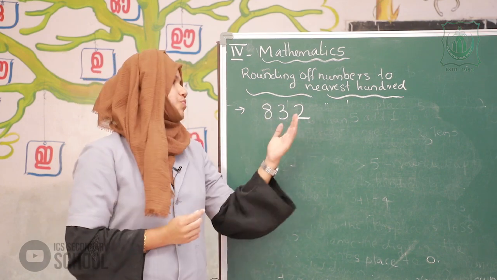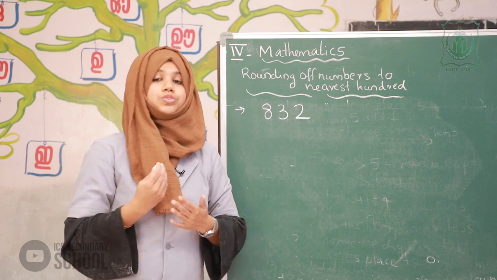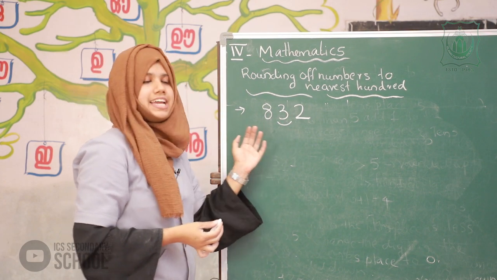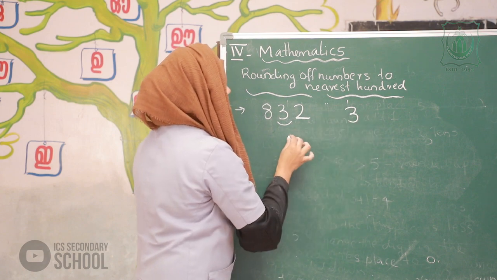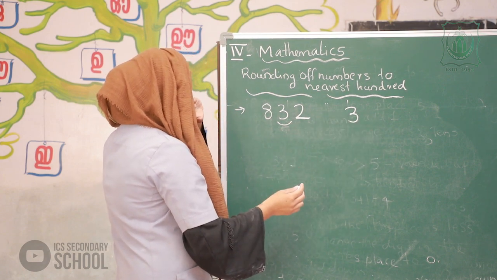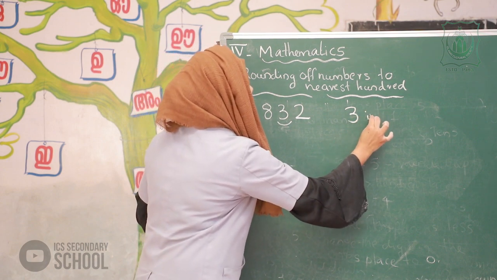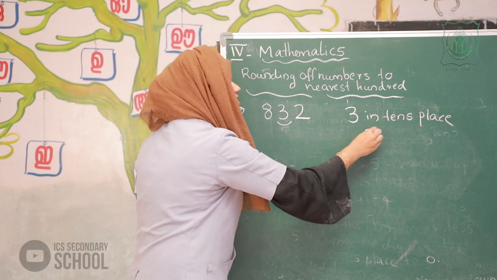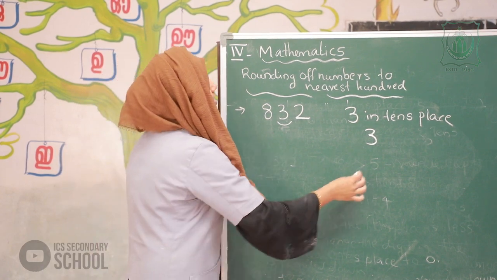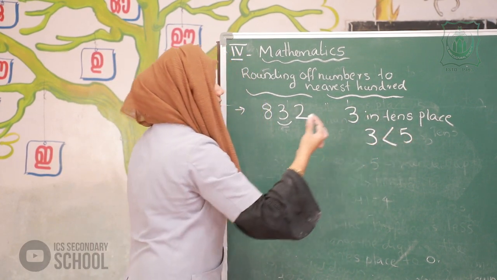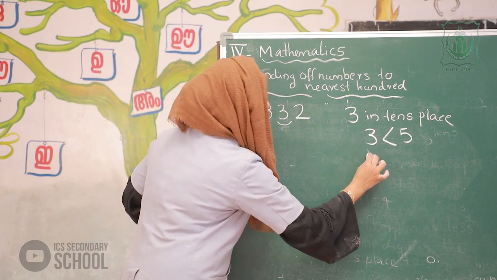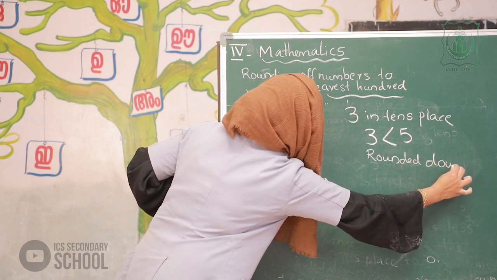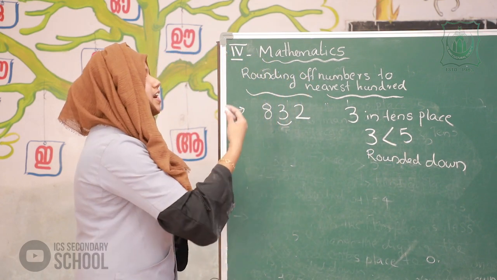This is your number. Find the nearest 100. How to find it? First, you look at which digit? Which place? Tens place. 3 is in the tens place. Is 3 greater than 5 or smaller than 5? Yes, it is smaller than 5. That means it is rounded down or up? Rounded down.